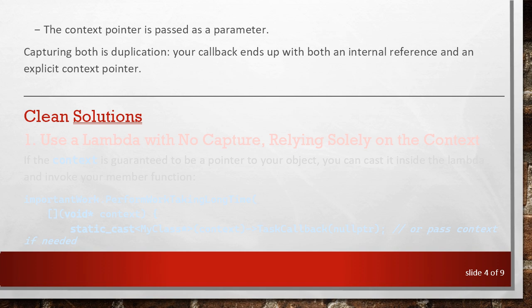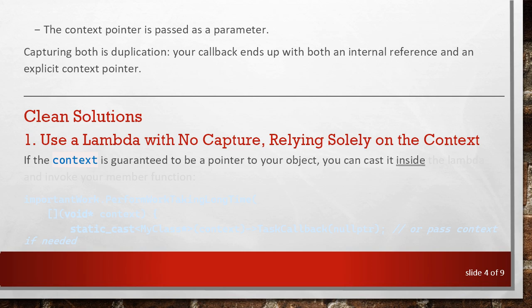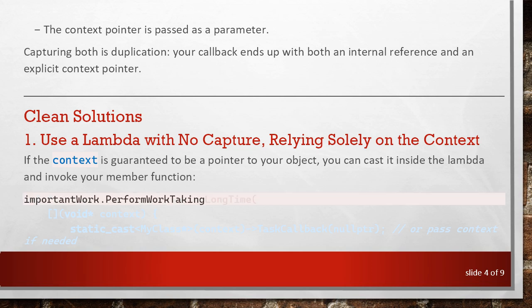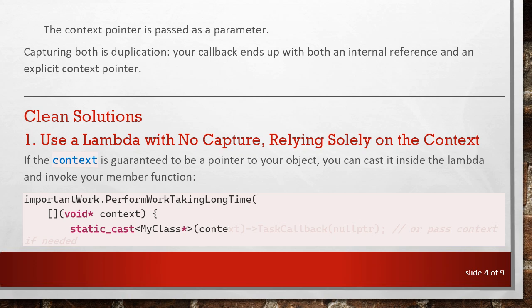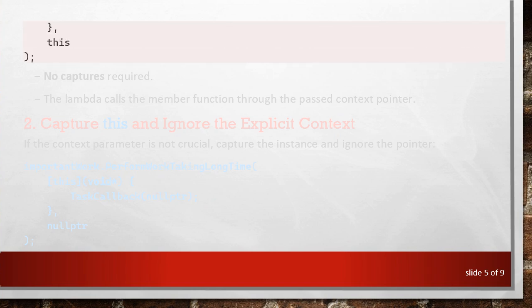Clean solutions. 1. Use a lambda with no capture, relying solely on the context. If the context is guaranteed to be a pointer to your object, you can cast it inside the lambda and invoke your member function. No captures required. The lambda calls the member function through the passed context pointer.